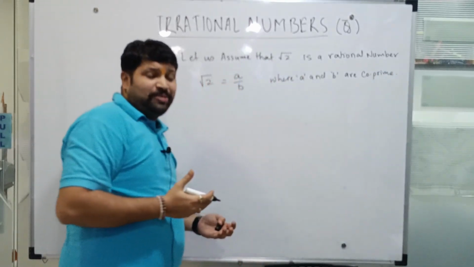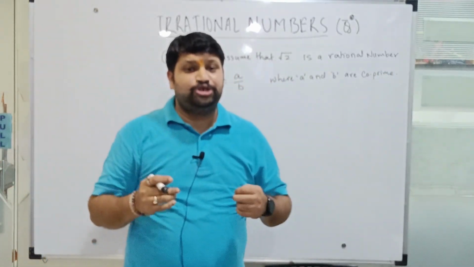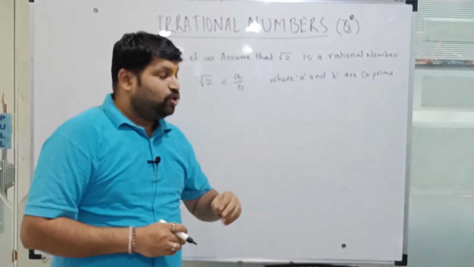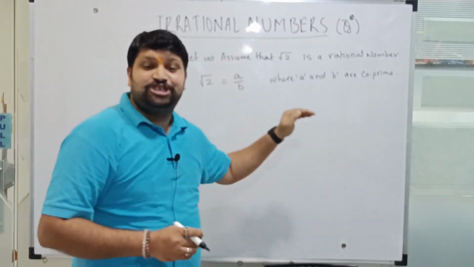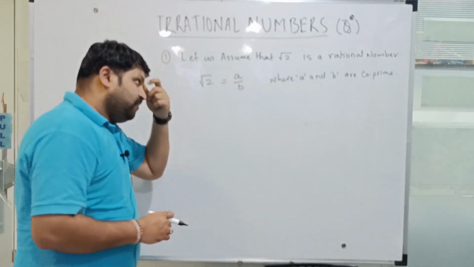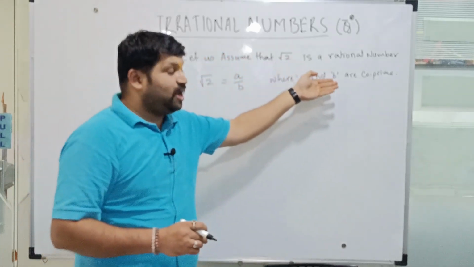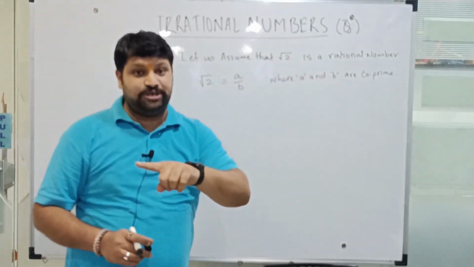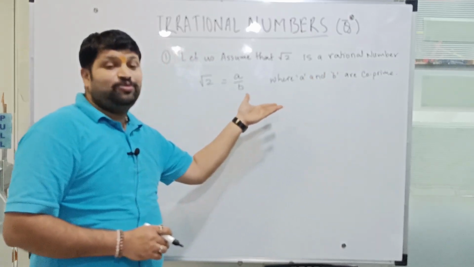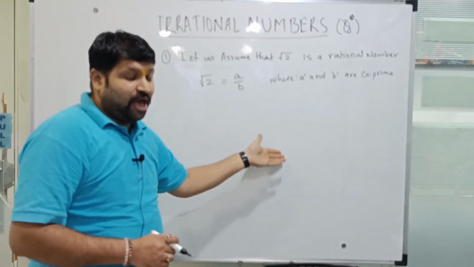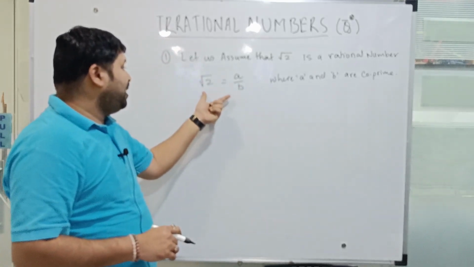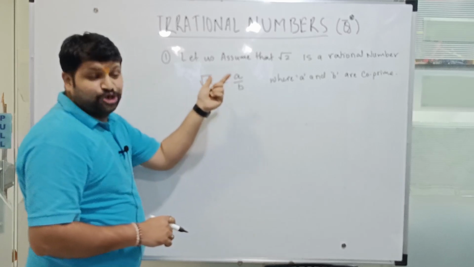What do you mean by coprime numbers? Coprime numbers are two numbers which have nothing in common except 1. So it's basically a fraction in its simplest form. So we say that root 2 is a upon b. Now we'll go ahead. So we assumed that root 2 is a rational number. We have to prove that it is irrational, but we have assumed that it is rational. So now we have to prove that our assumption is incorrect, and then we can go ahead and say that it is irrational. So we have root 2 is equal to a upon b.